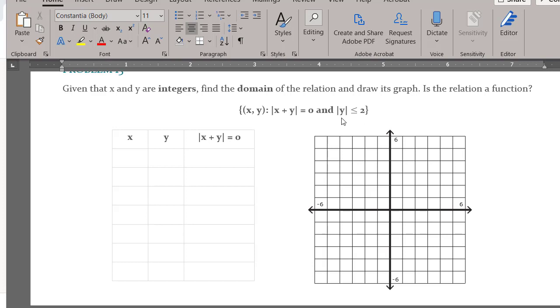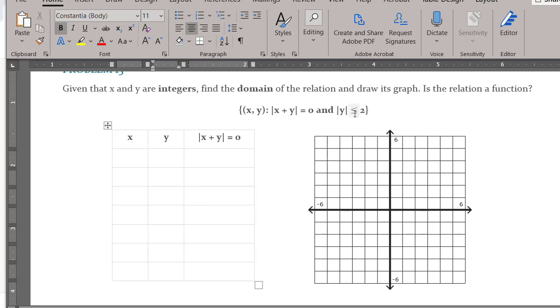In this problem, they gave us a limitation on y. They say the absolute value of y has to be less than 2. So I'm going to pick values of y. Of course, I'm not going to choose 10. Why? Well, 10 is not less than or equal to 2, right? So you're limited in your choice for y. I'm going to choose the absolute value of y has to be less than or equal to 2.